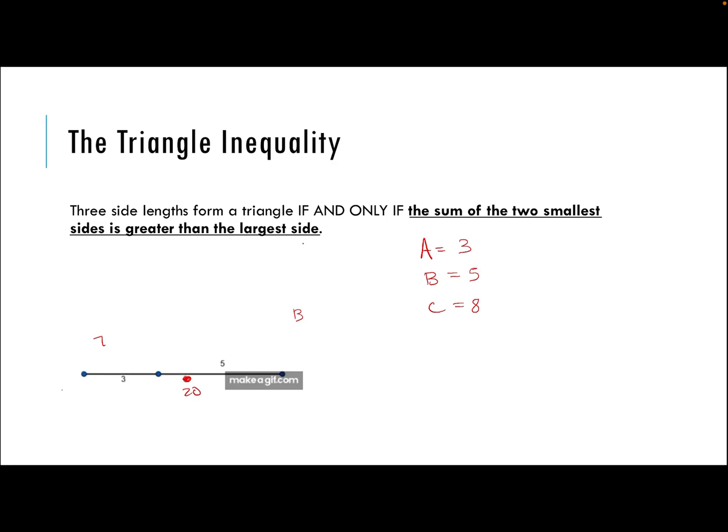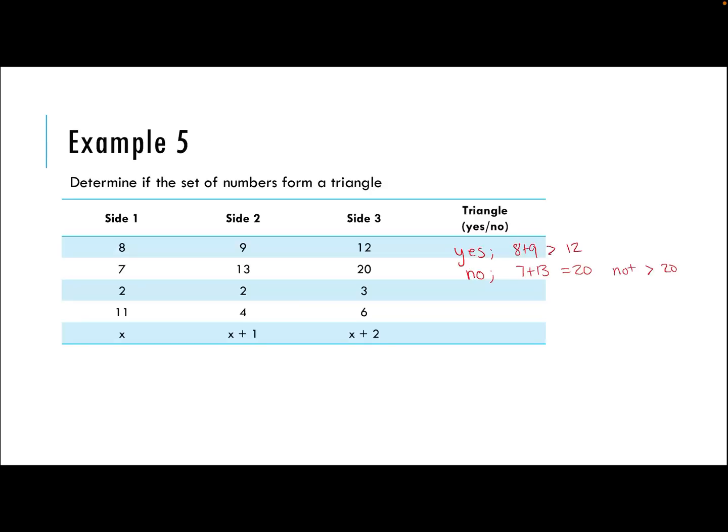You're just taking a 7-inch side, for instance, and a 13-inch side and collapsing them on a 20-inch side, so they're going to meet perfectly. So that doesn't work. For the third set, we're going to get yes, because 2 plus 2 is greater than 3. For the next example, we're going to get no, because 4 plus 6 is less than 11. You remember the two sides have to be more than the third side. So 4 plus 6 is not more than 11.